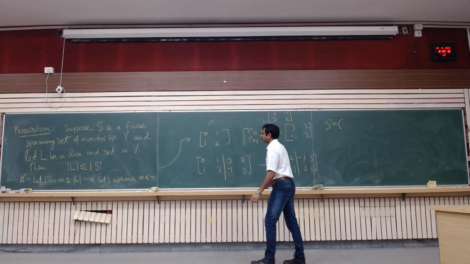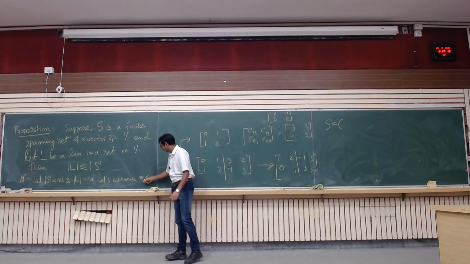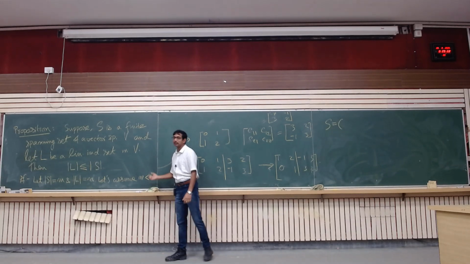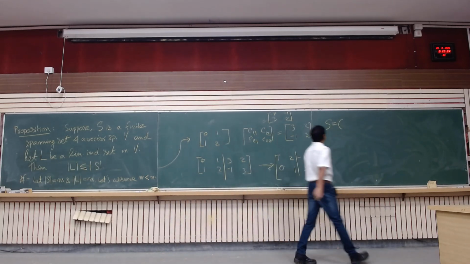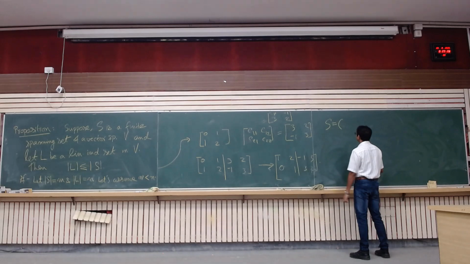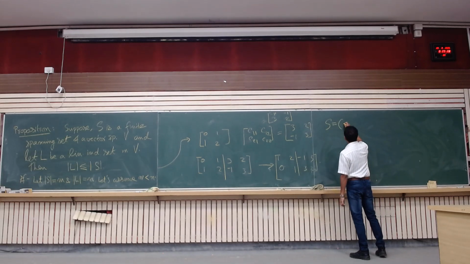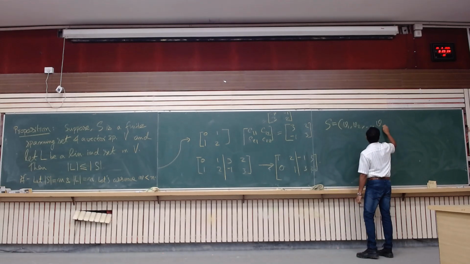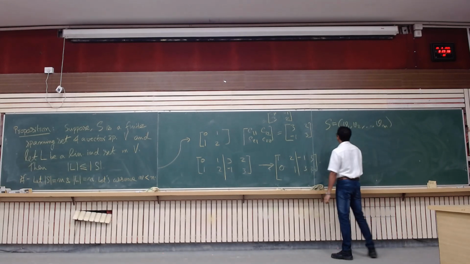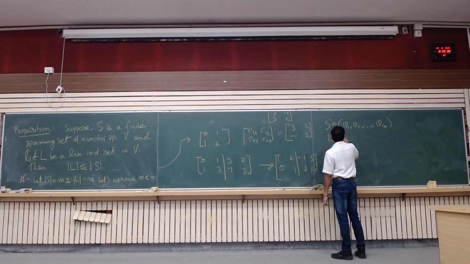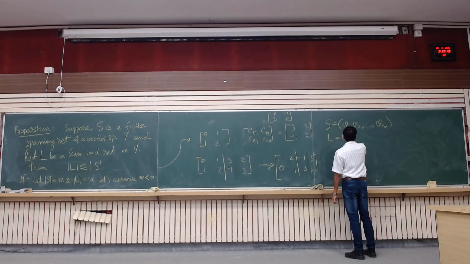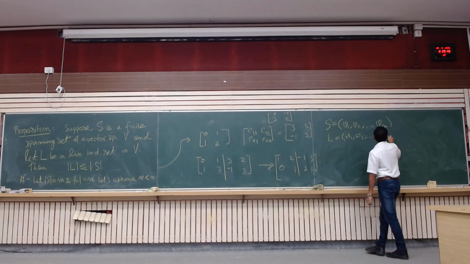So indeed, we are assuming the contrary, that is M is less than N, and we will show that that's not the case. M should be greater than or equal to N. Okay. So suppose S is these vectors, maybe you can write them as V1, V2 dot dot dot Vm, and let L be these vectors W1, W2 dot dot dot Wn.